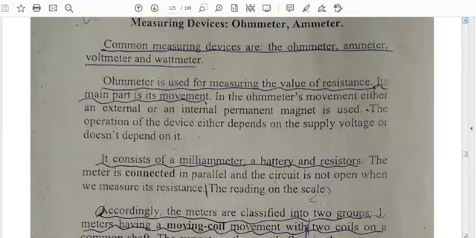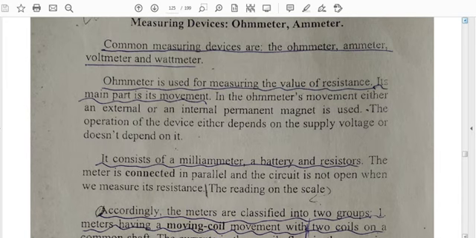Measuring devices, ohmmeter and ammeter. Common measuring devices are the ohmmeter, ammeter, voltmeter and wattmeter. Ohmmeter is used for measuring the value of resistance. Its main part is movement.